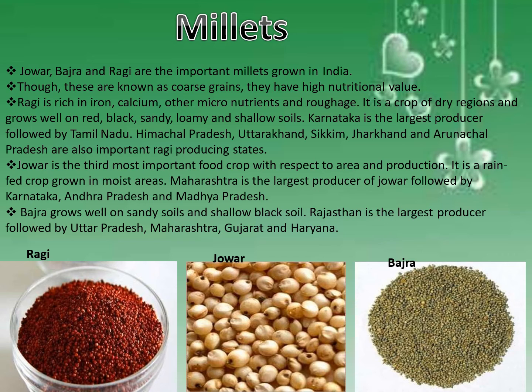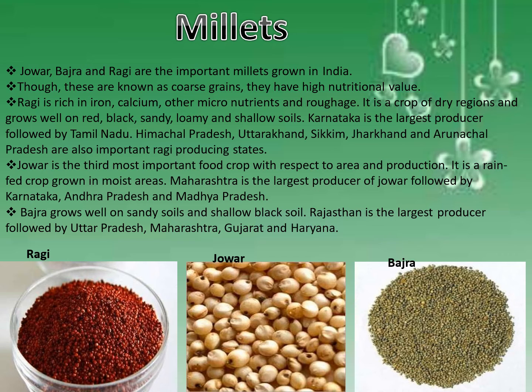Karnataka is the largest producer, followed by Tamil Nadu, Himachal, Uttarakhand, Sikkim, Jharkhand, Arunachal. All of these are important ragi producing states. Now I have put up the picture of 3 important crops for you.